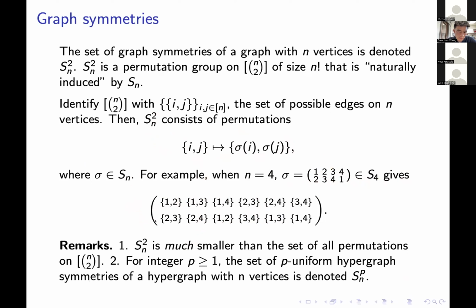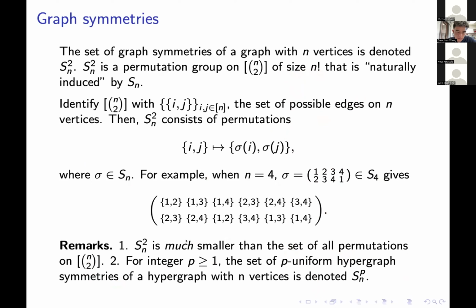I'll remark that S_n^2 is much smaller than the set of all permutations on [n choose 2]. For example, when n is equal to 6, the size of S_n^2 is just 6 factorial, which is just 720, whereas (6 choose 2) factorial, which is the size of the set of all permutations on [n choose 2], is about 1.3 trillion. Therefore, it is much less restrictive for a function to be symmetric under S_n^2 than under all permutations.